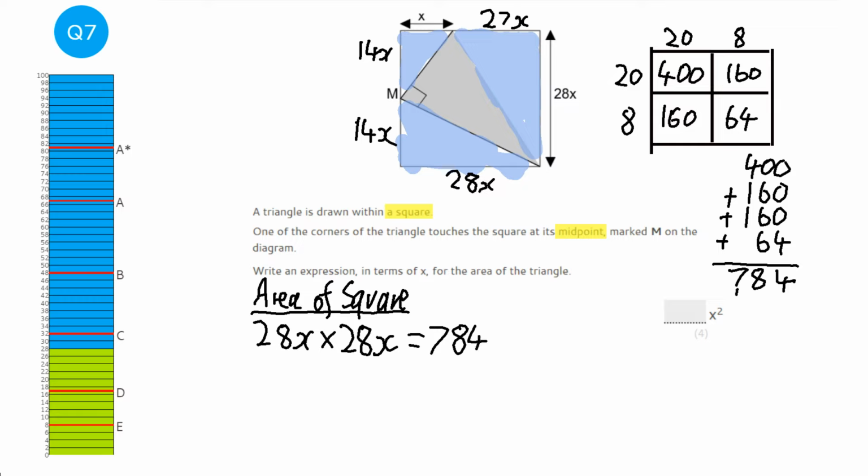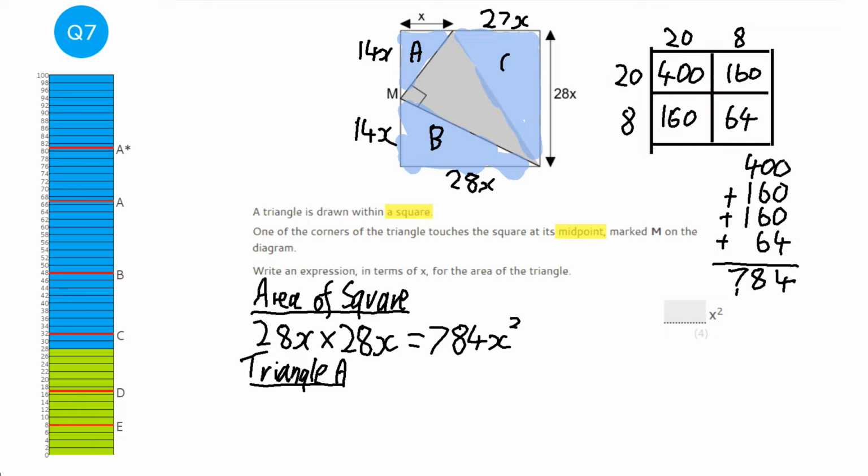x times x is x squared. So that's a lot. Right. Now we're going to go through bit by bit and work out the area of the triangles. What I like to do normally is just label them just so I can have some sanity on it. So we're going to have triangle A first. Okay, triangle A.